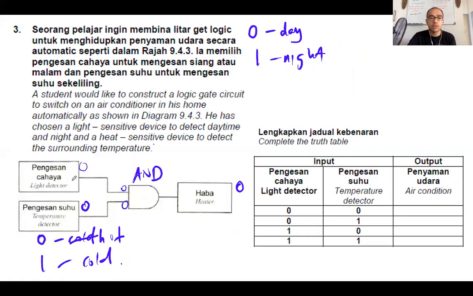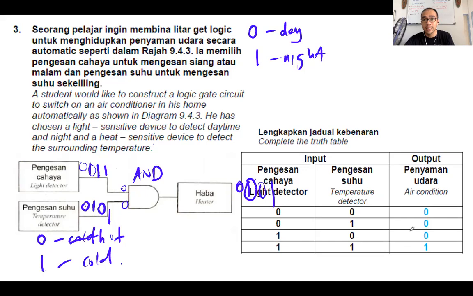Let's try and see. Okay, so 0, 0 will be 0. 0, 1, because it goes through the AND gate, we know that it is 0. Sorry, 0 and 1, because it goes through an AND gate, becomes 0. 1 and 0 will be 0, and then 1 and 1 will be 1. So the heater, very strange though, will turn on if the light detector is 1 and the temperature detector is 1.